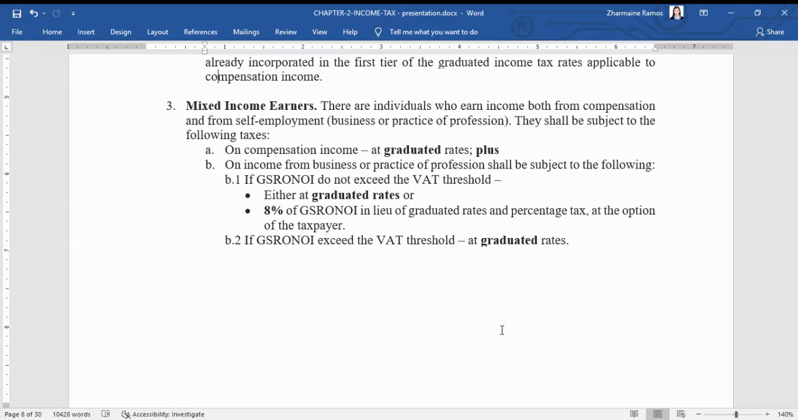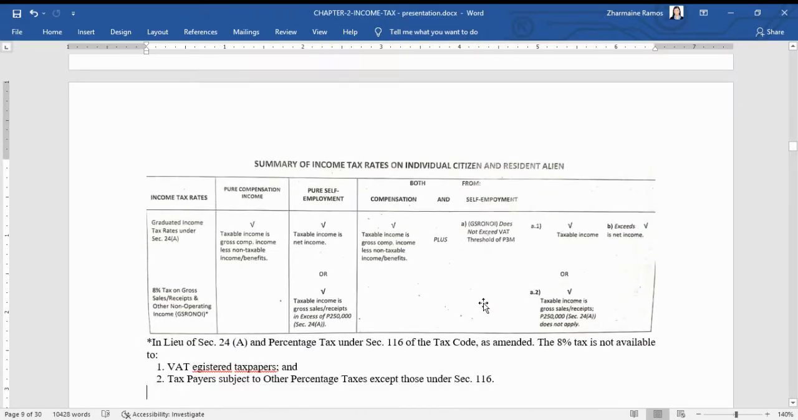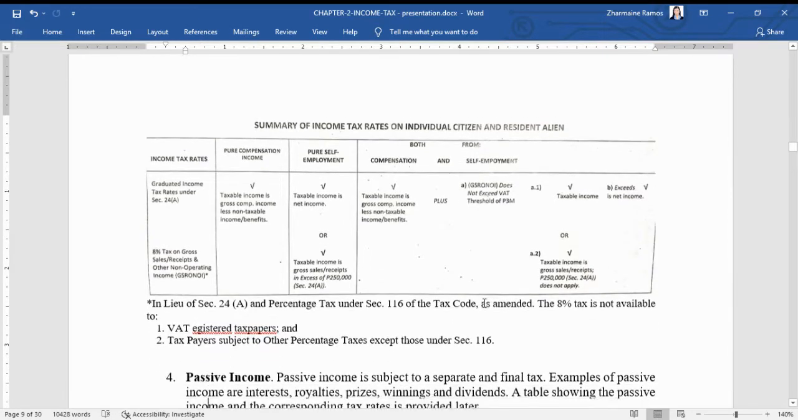Para sa compensation income mo, i-compute yung tax mo using the graduated rates. For the income naman ng business or practice of profession, it will be subject to the following. Kung hindi pa rin siya nag-exceed sa 3 million VAT threshold yung GSRO-NOI mo, as mentioned a while ago, pwede kang mag-avail ng either graduated rates or 8% of GSRO-NOI. Pero kung nag-exceed ka naman sa 3 million VAT threshold, ang gagamitin mo ay graduated rates. Ito yung summary of income tax rates on individual citizen and resident alien. Yan yung na-discuss kanina.